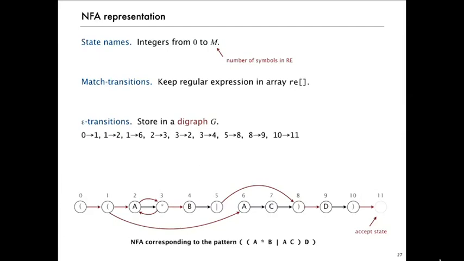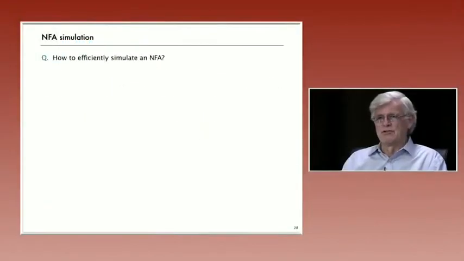So that's the representation, and then given that representation, it's very straightforward to find out for any state what are the possible next states. If it's got a character, the possible next state is to match the character and go up 1. Otherwise, it's the vertices that are pointed to by the edges in its adjacency list. Those are the epsilon transitions.